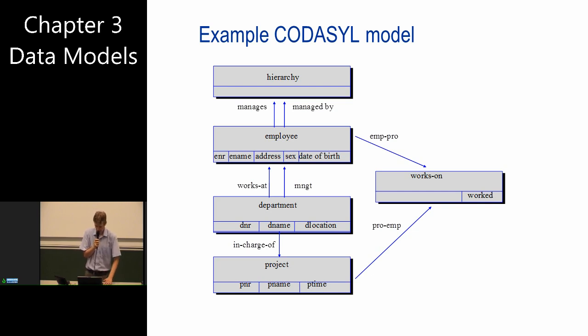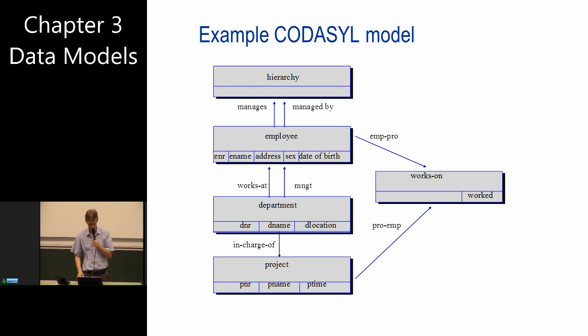So clearly, again, this model is going to have some limitations. The hierarchy record type is introduced to model the hierarchical relationship types, not very nice. The works on record type is introduced to model the end-to-end relationship type between employee and project, not very nice. The model says that an employee can be managed by multiple other employees, right?